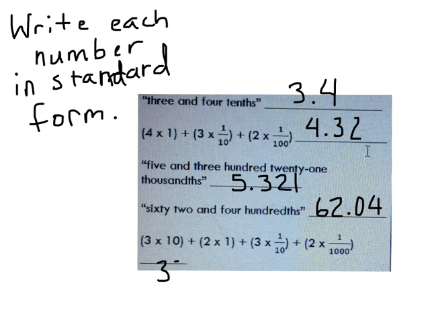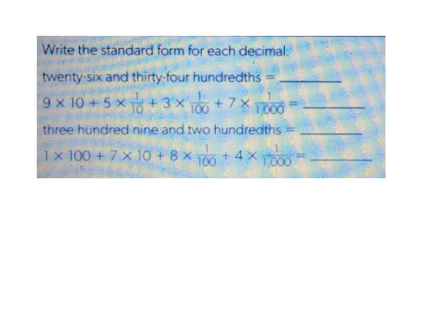3 times 10, so 3 is in the tens place. 2 times 1, 2 is in the ones place. 3 times 1/10, 3 is in the tenths place. And 2 times 1 over 1,000, 2 is in the thousandths place. I need to add a 0 in the hundredths place. So my number is 32 and 302 thousandths.